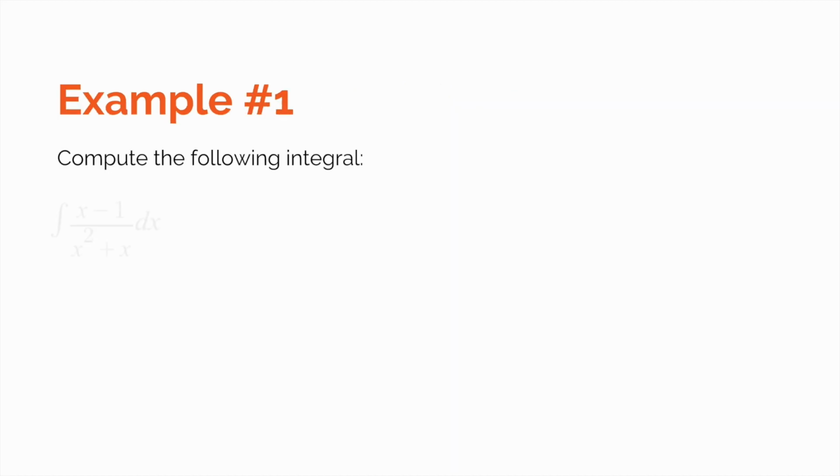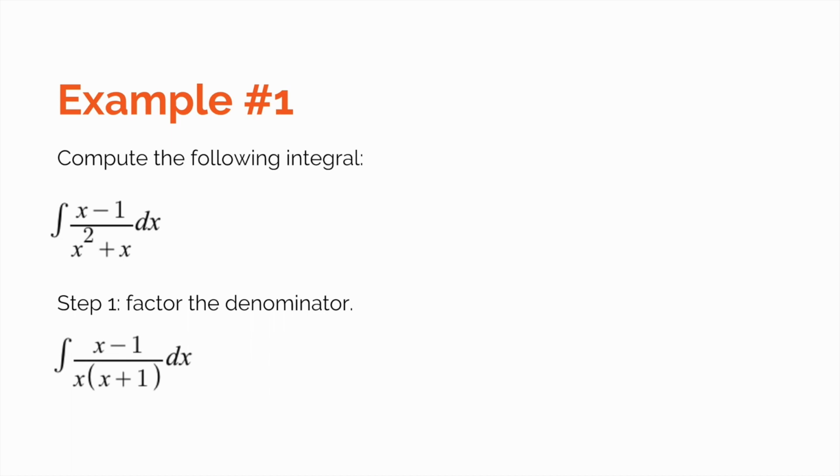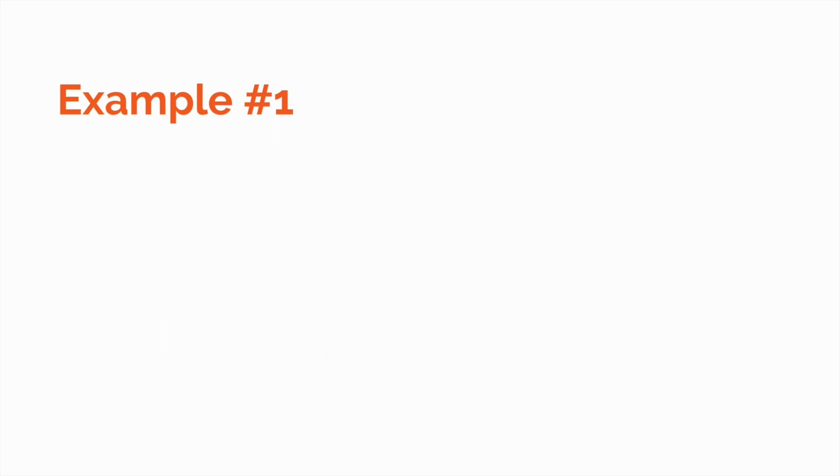Let's look at the integral of x minus 1 over x squared plus x. Our first goal in any partial fraction problem is to factor the denominator so that we have at least two factors being multiplied by one another. When we factor out x in the denominator, we're left with the integral of x minus 1 over x times x plus 1. Our next goal is to break apart our rational function into two separate fractions, which are going to contain one term each from our original function in the denominator.